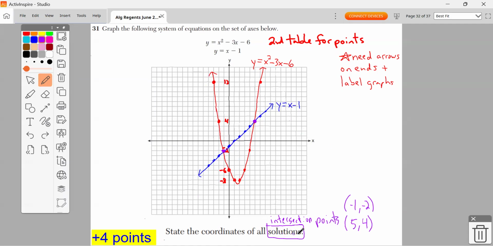State the coordinates of the solutions. The solutions are the intersection points. They cross right here at over to -1 down to -2. And they cross right here at over to 5 up to 4. You have to put it inside parentheses with commas.